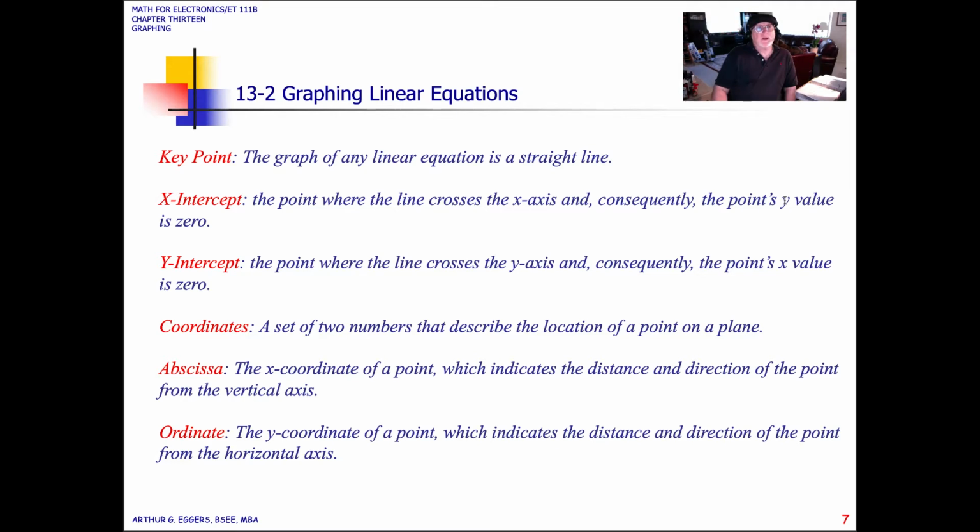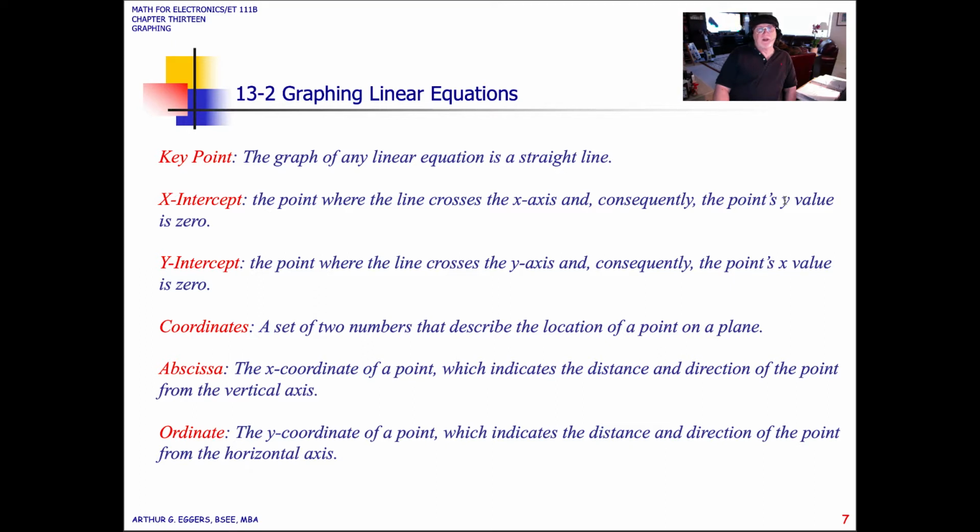We have terms that we need to get used to: the x-intercept, the y-intercept, the coordinates, the abscissa, and the ordinate. The x-intercept is the point where the line crosses the x-axis or the horizontal axis and is consequently the point where the y-value becomes 0. The y-intercept is the point where the line crosses the y-axis and consequently is the point where the x-value is 0. The coordinates then are the set of numbers x and y that forms a location of a point on the plane.